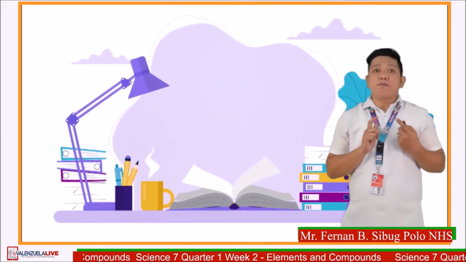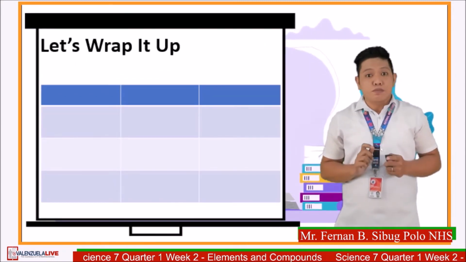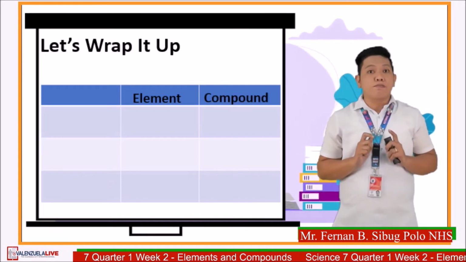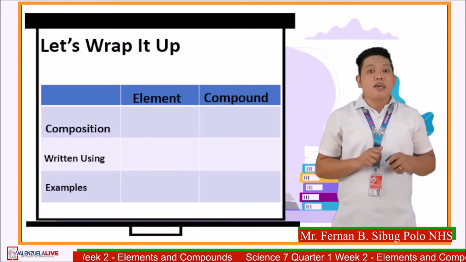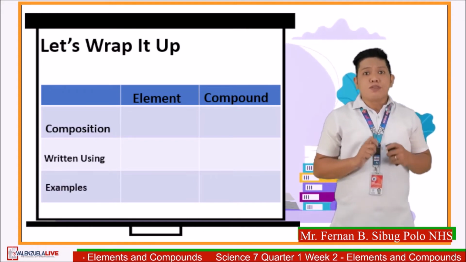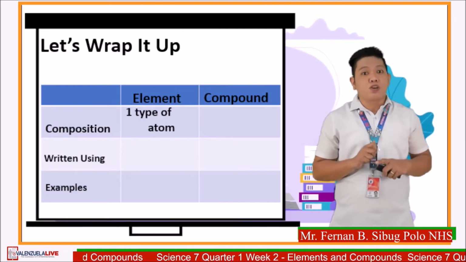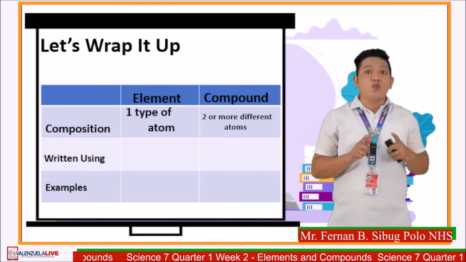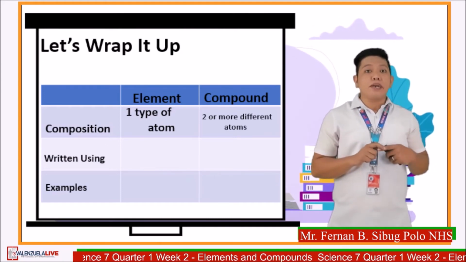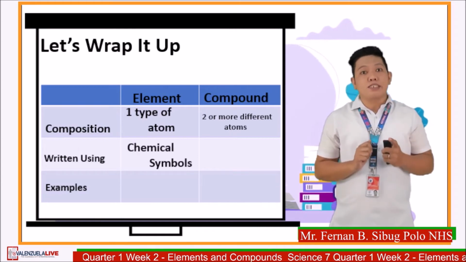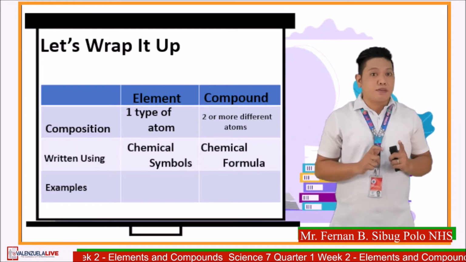Now, let us wrap up our discussion. To summarize our lesson, we will compare elements from compounds based on their composition, how they are written, and examples of each. Elements are composed of only one type of atom. Compounds are composed of two or more different atoms that are chemically combined. Elements are written using chemical symbols, while compounds are written using chemical formulas.